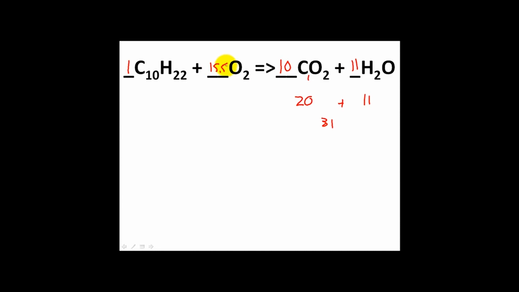Now, you're not done. You're not allowed to use a 15.5. You're not allowed to use a 0.5. But what you can do to make that a whole number is multiply every coefficient by 2. When you do that, the coefficients become 2, 31, 20, and 22. And I know I've done a good job because I can't reduce those any lower. If I had an atom inventory, it would prove the fact that I have equal numbers of atoms of each element on both sides.